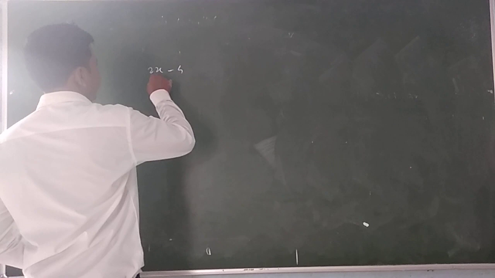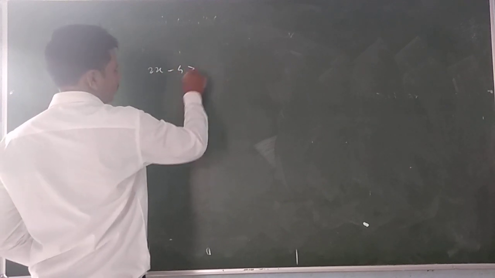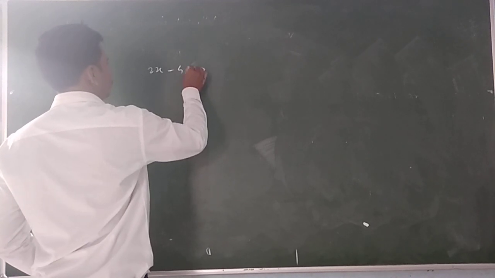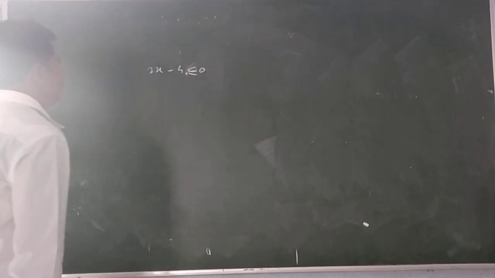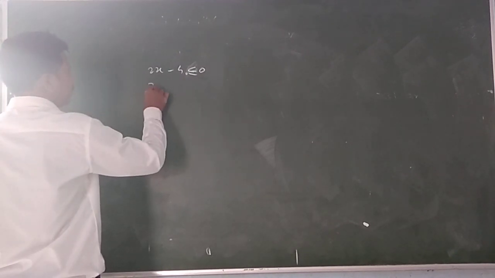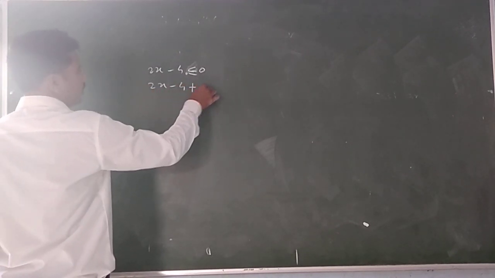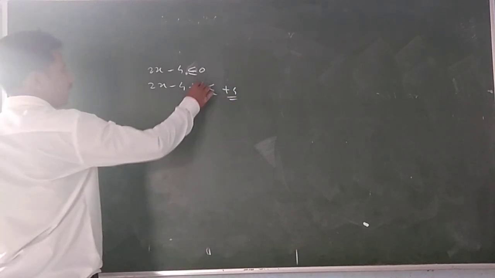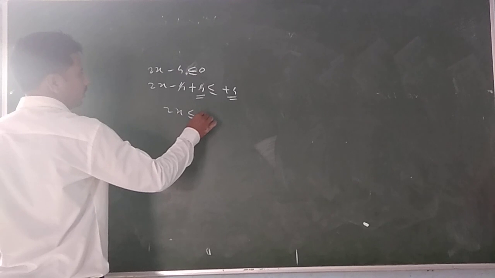We'll take one linear equation in the form of ax plus b is greater than or less than or equal to 0. Take this example: 2x minus 4 is less than or equal to 0. We can add any number or subtract any number on both sides. So 2x minus 4 plus 4 is less than or equal to 0 plus 4. We added plus 4 to both sides, so the 4 gets cancelled. 2x is less than or equal to 4.